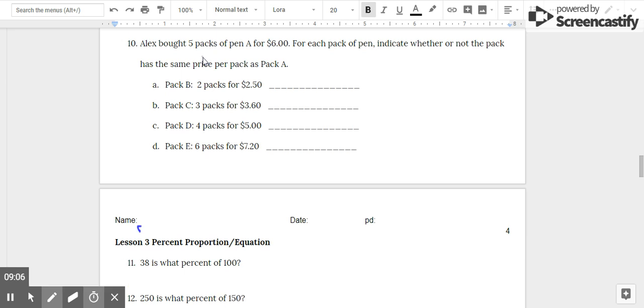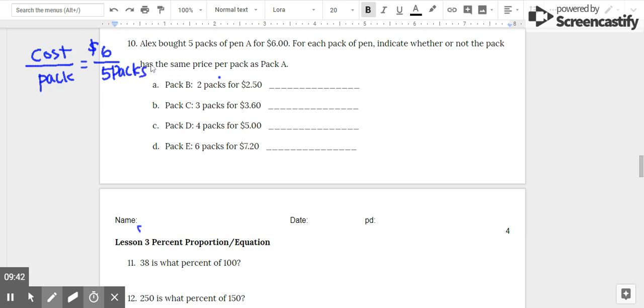So this question is very similar to the unit price for the meat. So let's look at the questions. So for 5 packs of pen A for $6, I'm going to find the cost per pack. So this is going to be $6 per 5 packs.